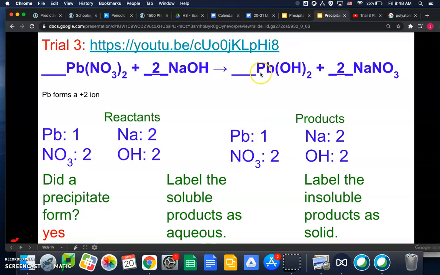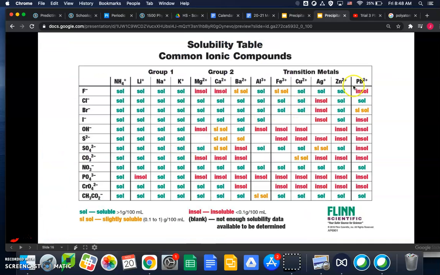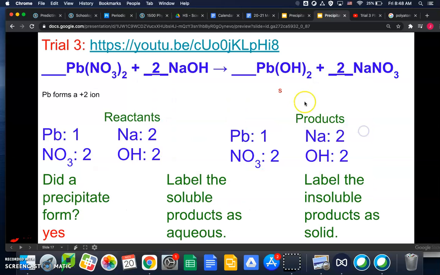So we're going to start off with lead hydroxide. So we're going to go up here, lead. You can see most of the lead ones are insoluble. So that'll probably give you a hint as to how this one's going to end up. Hydroxide, well, a lot of them are also insoluble, and definitely lead hydroxide is insoluble. So we're going to label lead hydroxide as a solid. You can see I put a little S on there.